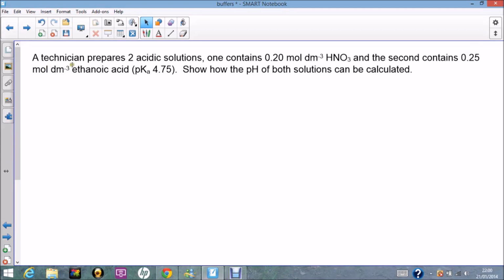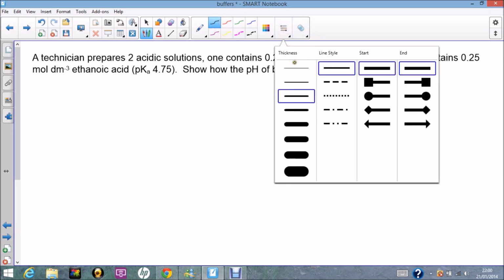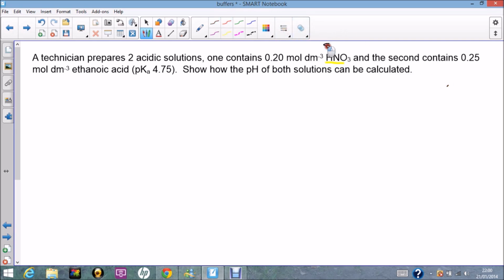In this next example, we've got 2 different acidic solutions. One contains nitric acid and one contains ethanoic acid. Pause the video now if you want to have a go before I go through the answer. Okay, so the things that we're going to take notice of in this question are that nitric acid is a strong acid, but ethanoic acid is weak. So they're 2 quite important distinctions that we're going to make.